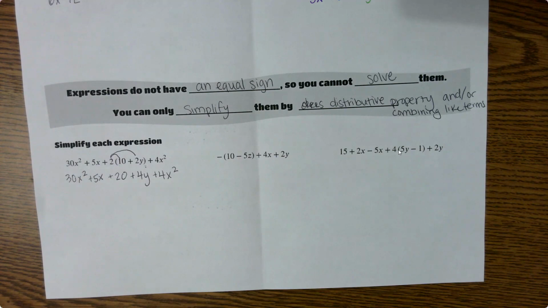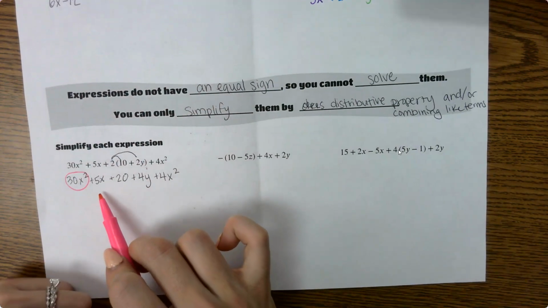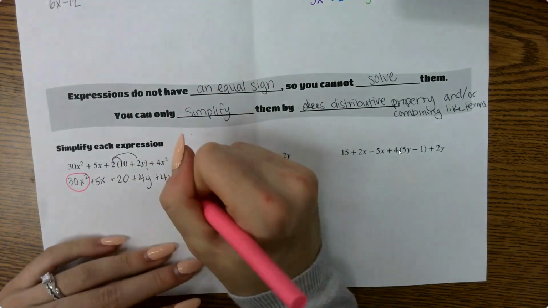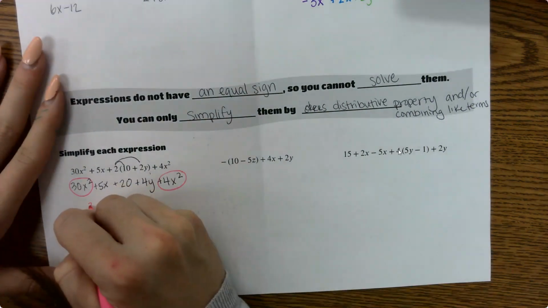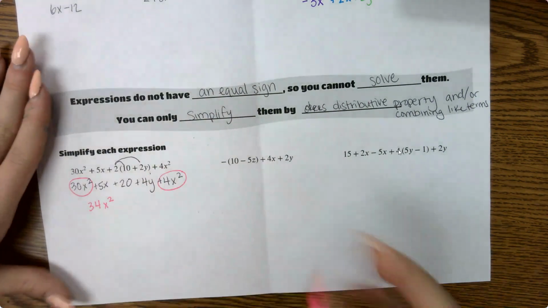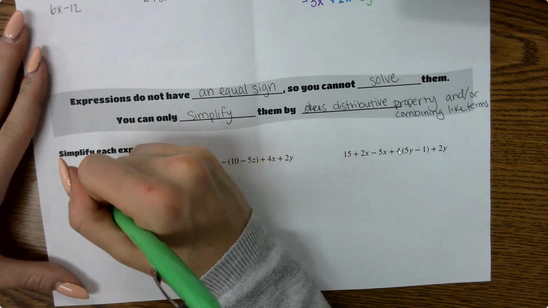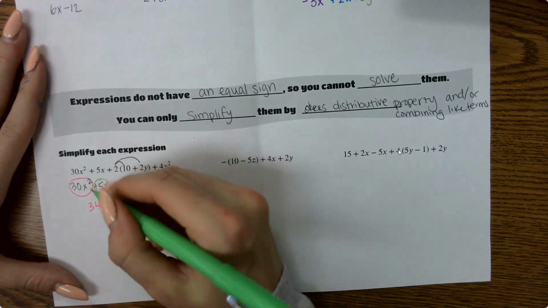Now I'm going to go ahead and see if I can combine any like terms. So I'm looking for exponents. I do see x squared, so now I'm going to check and see if there's any other x squareds. This one doesn't have the exponent. No. Yes. So positive 4x squared. So I'm going to combine these 2 things. 30 plus 4 is 34x squared. And then I see no other exponents, so I'm going to move on to the next letter. And I see 5x. And that doesn't have an x. That doesn't have an x. So it's just going to stay the same.